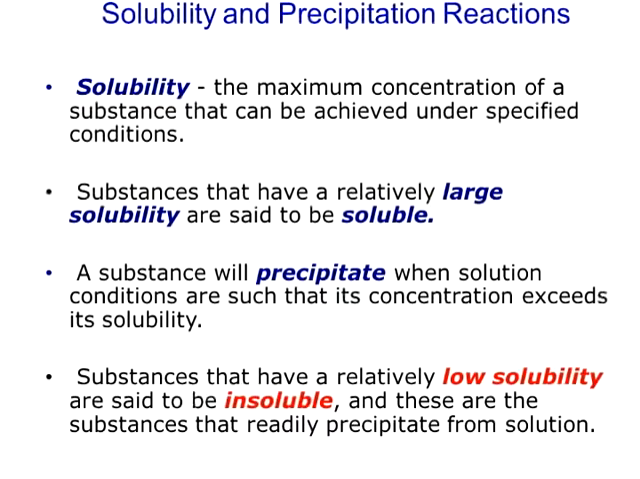So let's recap. A substance will precipitate when the solution concentrations are such that its concentration exceeds its solubility, when it passes that point. Substances that have relatively low solubility are said to be insoluble. These don't go in. As soon as you drop it in the water, it just falls out. It doesn't ever really go into the solution, into the aqueous phase.